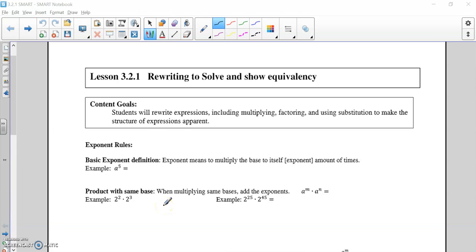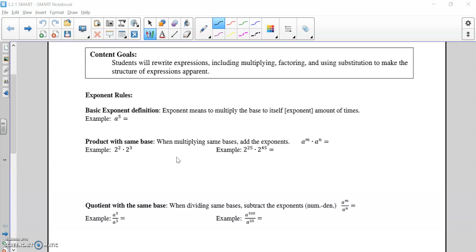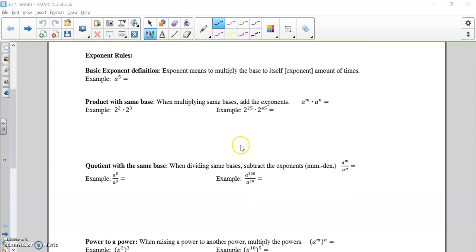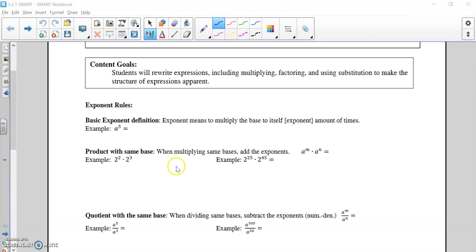Hey guys, welcome to lesson 3.2.1 where we are still rewriting to solve and show equivalency, but it's going to be kind of a new take on things. And first we're going to talk about some exponent rules, which you guys might have seen a little bit of in the past, but we're really going to go over that and learn those in more detail today. So here I have in bold all of the exponent rules that we're going to talk about.